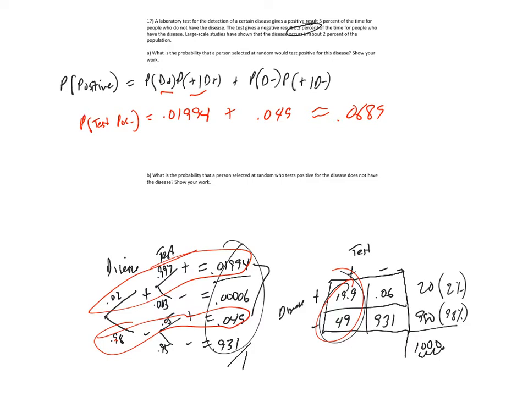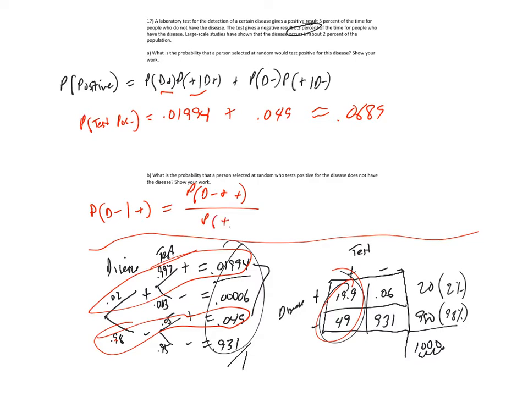Part B here: what is the probability that a person selected at random who tests positive for the disease does not have the disease? Now what you're really looking at is the probability that somebody is disease negative given that they tested positive. So you're looking at the probability that somebody was disease negative and tested positive over the probability that somebody tested positive.